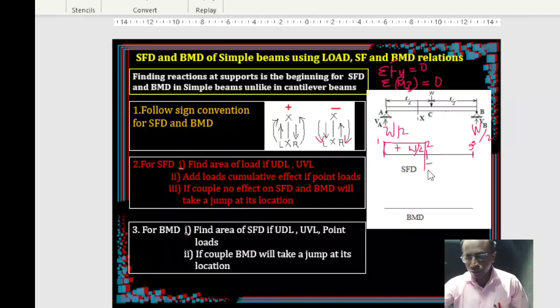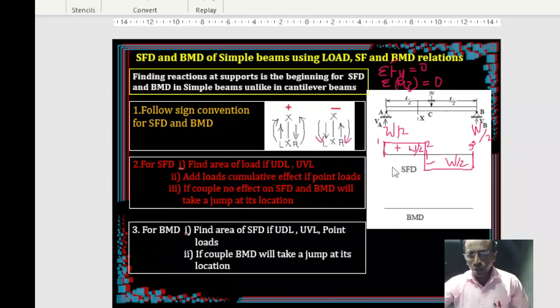Then you got another ordinate here, that is also W by 2, but it is minus. So you can write that now. Okay, this is another ordinate. You can make it straight actually. Alright, so this is your minus W by 2. That's all. That is the shear force diagram.